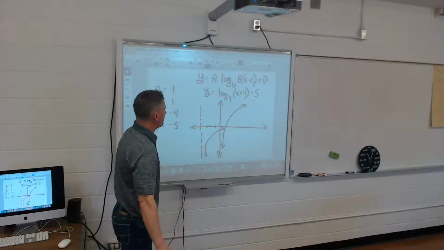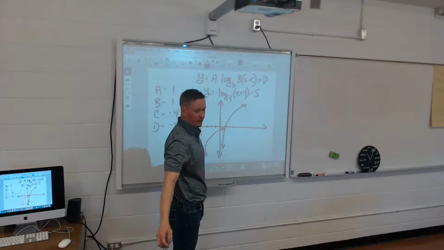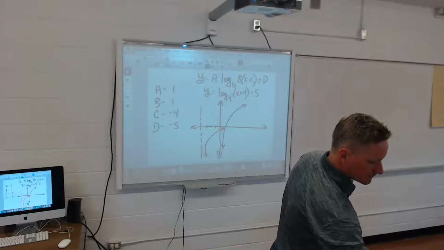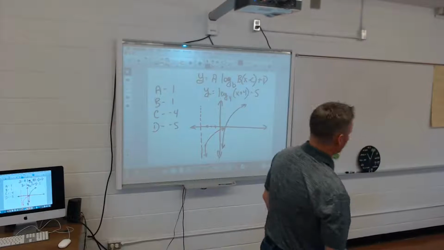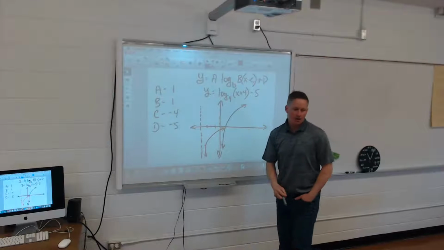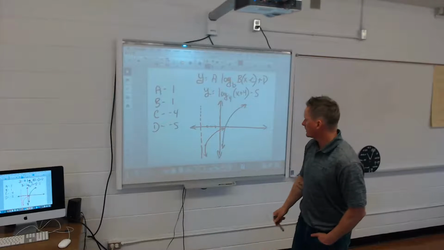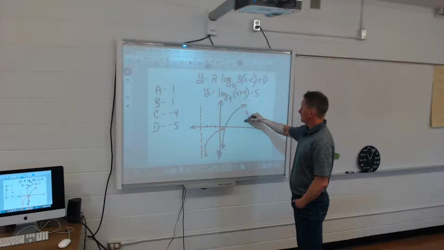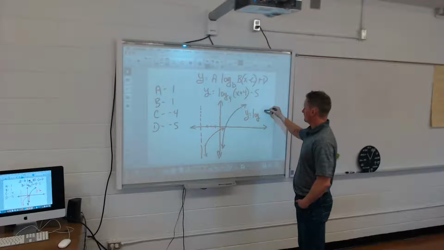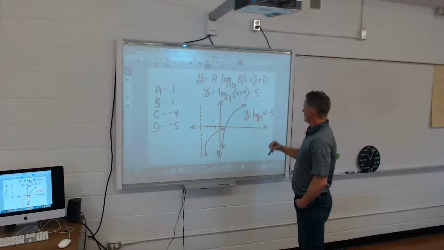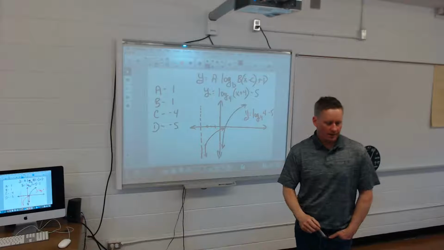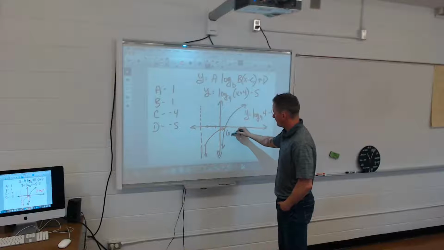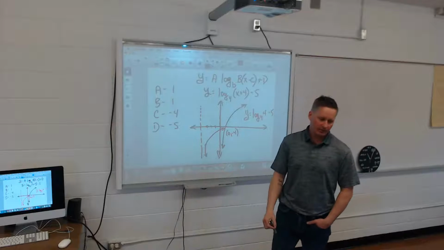So I should be able to find my y-intercept by putting 0 in for x. I get the log of 4 to the base 4. What's the log of 4 to the base 4? Log of 4 to the base 4 is 1. Subtract 5 is negative 4. So this is actually (0, -4) down here, is where that should have been.